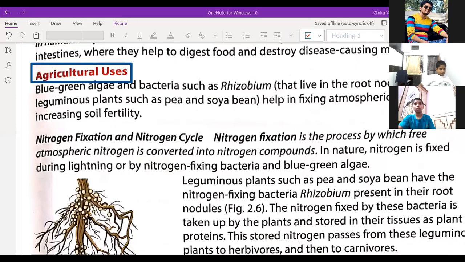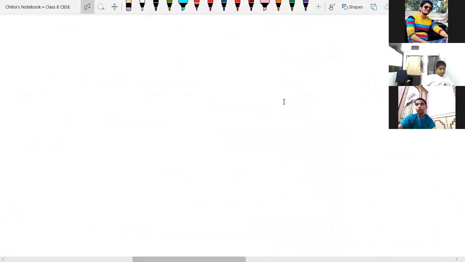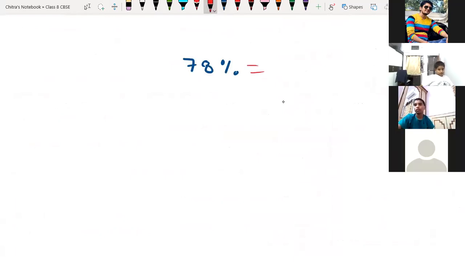So see, in our atmosphere we have 78% nitrogen, right everyone? Yes, sir. Yes, 78% of nitrogen we have in our surrounding.